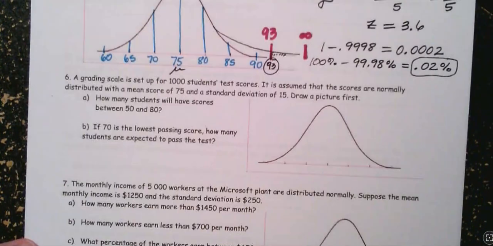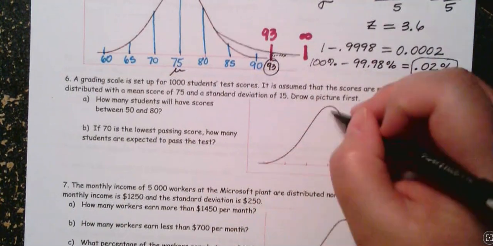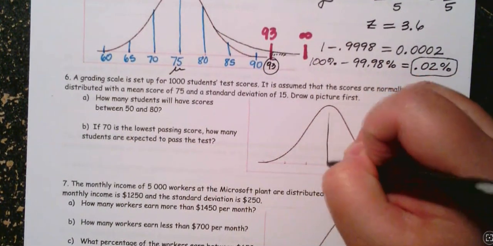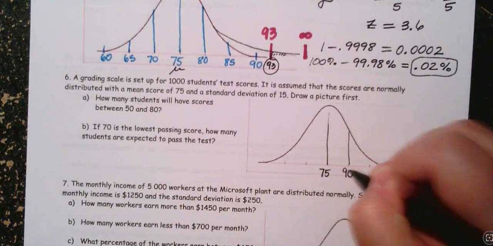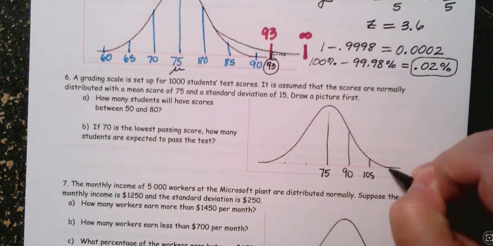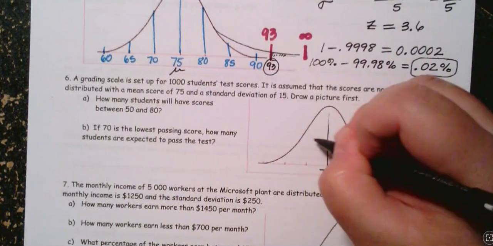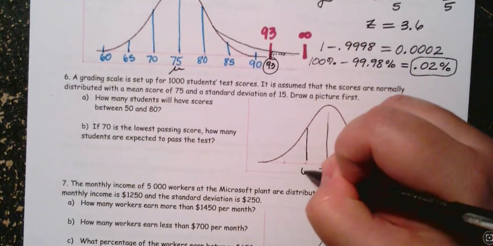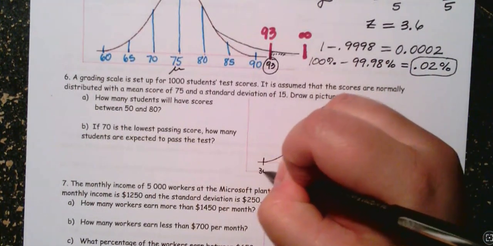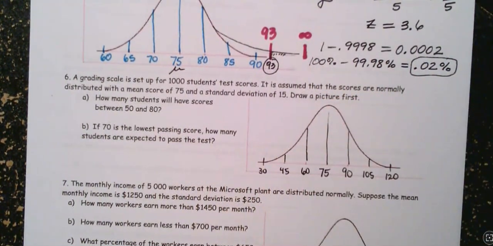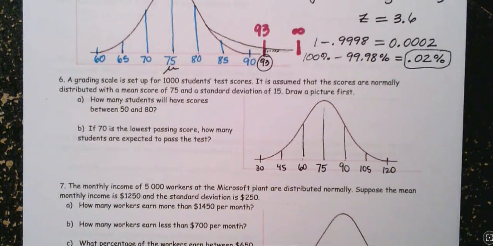All right, next, number 6. A grading scale is set up for 1,000 students' test scores. It is assumed that the scores are normally distributed with a mean score of 75 and a standard deviation of 15. Draw the picture first. So 75, add 15, add 15. Woo, we're getting way up there, 120. Subtract 15, subtract 15, subtract 15.